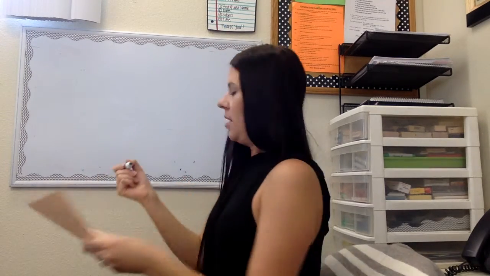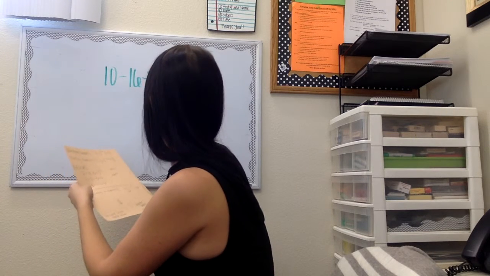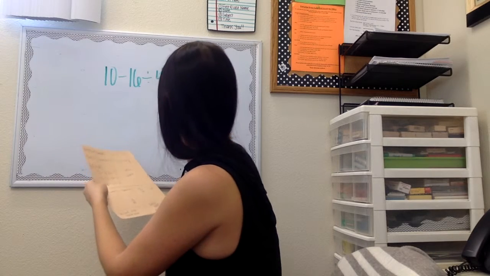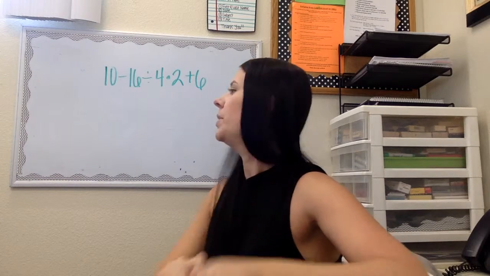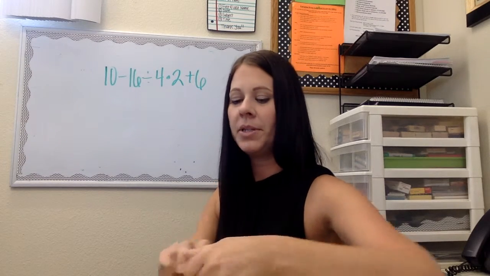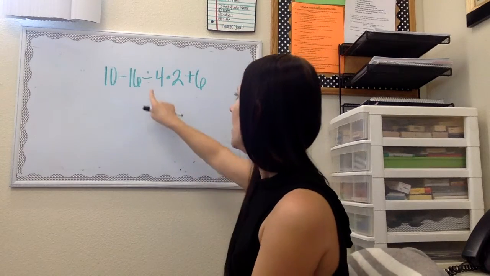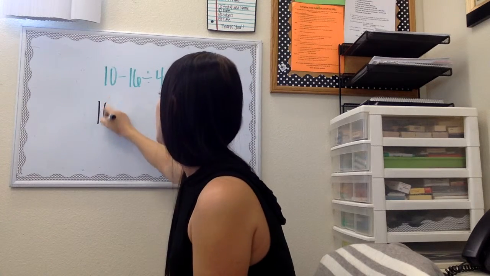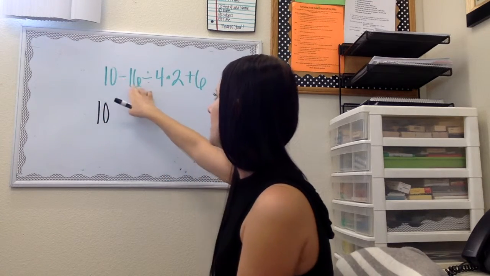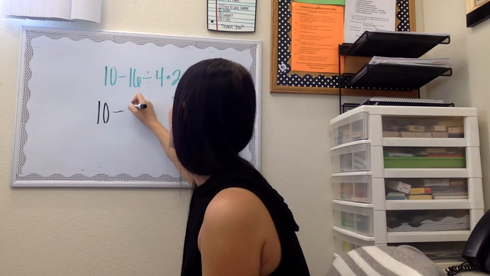So here is the last one we're going to do. 10 minus 16 divided by 4 times 2 plus 6. All right, so let's tear this one apart. We don't have grouping symbols. We don't have exponents, but we do have multiplication and division. Now, we are not going to multiply and then divide. So what we're going to do is we're going to keep that 10, and we're going to do negative 16 divided by 4. So we're going to get negative 4.